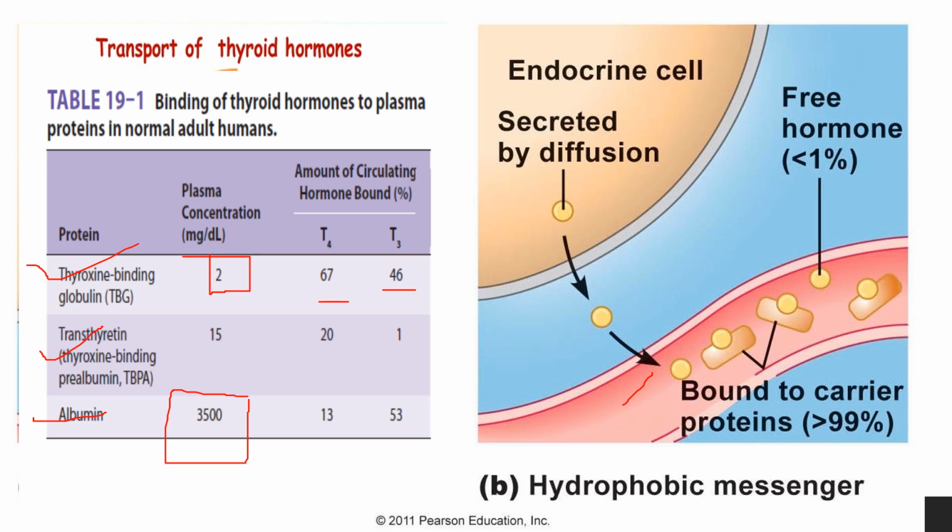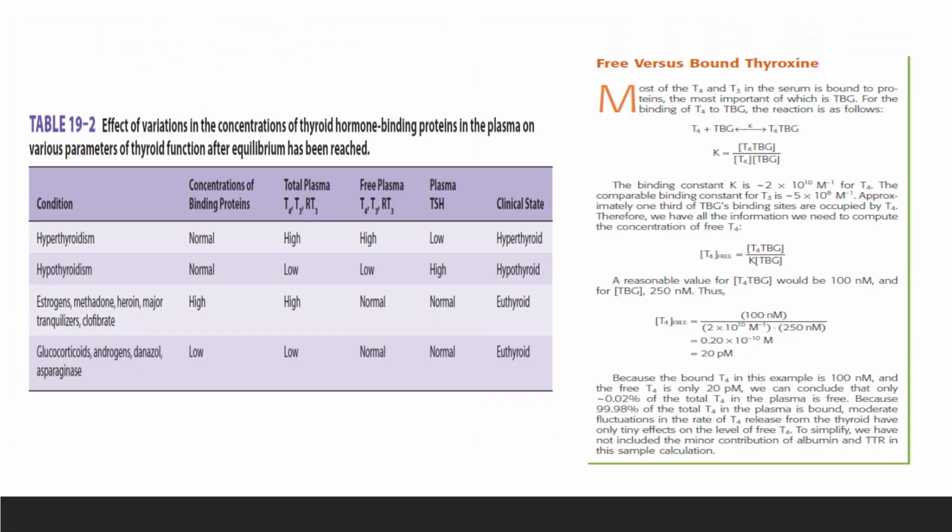Now the concentration of thyroid binding globulin may fluctuate. If the concentration is increased, the bound form will be more and the free form less. If the concentration is decreased, the free form will be more. There are certain conditions where the concentration of thyroid binding globulin is increased, for example estrogen therapy, heroin, major tranquilizers, or clofibrate, and also during pregnancy, in oral contraceptive pill users, and in hepatitis. There are also conditions like glucocorticoid therapy, androgen therapy, some cancerous conditions, and nephrotic syndrome where the binding protein concentration is low. But one interesting point is that in both cases, the clinical state is always euthyroid.